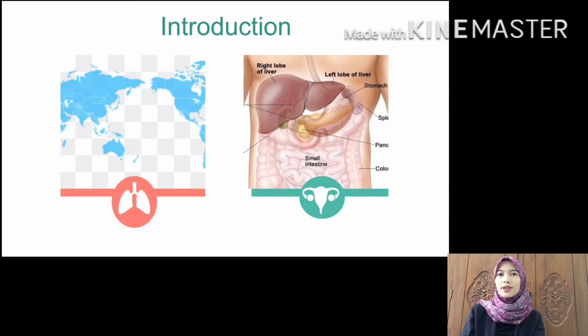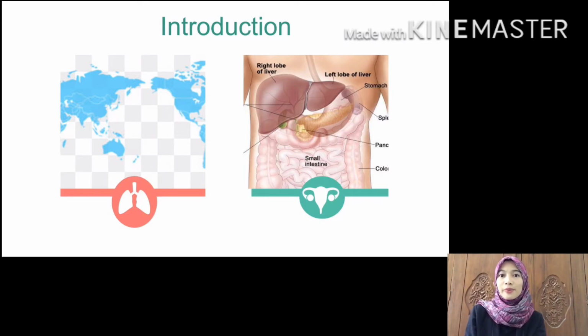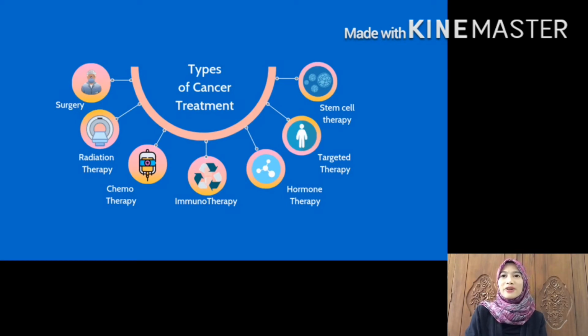Pancreatic cancer is cancer that starts in the pancreas. The most common type of pancreatic cancer is pancreatic adenocarcinoma. The pancreas is located behind the stomach. It is about 6 inches long and less than 2 inches wide in adults. There are various treatments for pancreatic cancer, such as surgery, chemotherapy, radiation therapy, or a combination of these. The method of treatment is chosen based on the extent of the cancer.